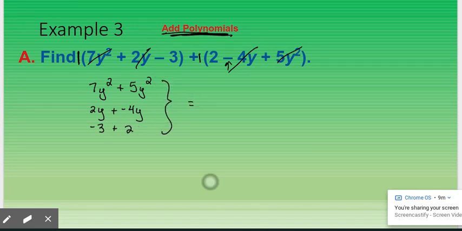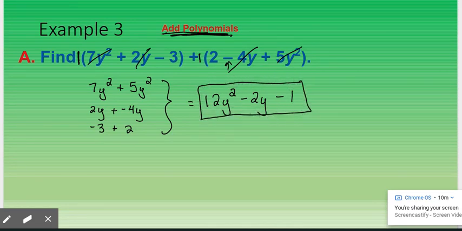So for the y squared, 7 plus 5 is 12. Okay. And notice, I'm just adding. So it's just 12y squared. I don't mess with the exponents when I'm doing addition. Okay. 2y plus negative 4y is negative 2y. And negative 3 plus 2 is negative 1. And we have it in the correct order, okay, standard form.